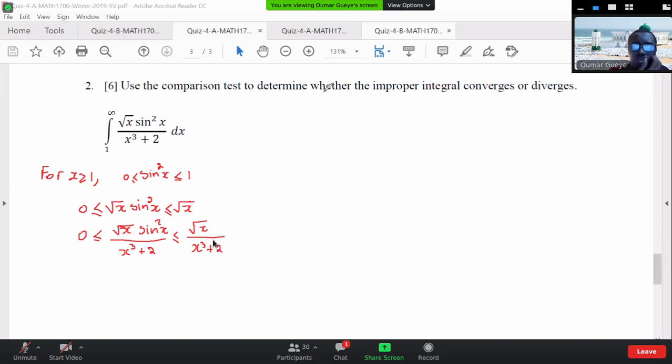But since my integral is an improper integral of type 1, I'm trying to use the first p-test. For the first p-test, I need to get 1 over x to the power p, and I don't have it. Now what I have to do is to refine the function on the right hand side. Okay.